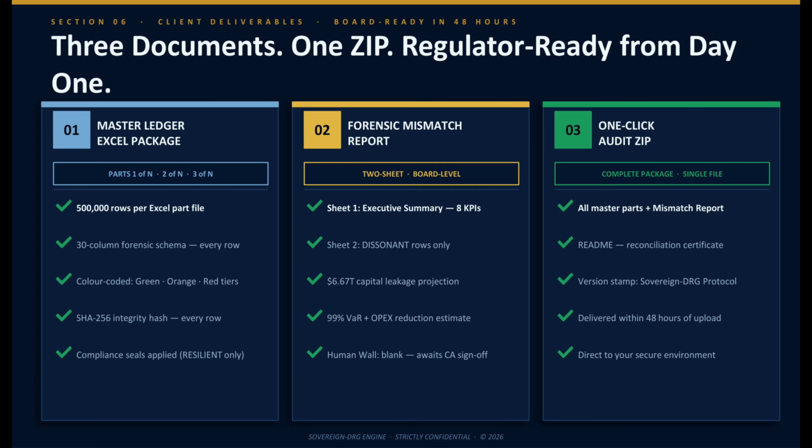3 documents. 1 ZIP. Regulator ready from day 1. First, Master Ledger Excel package, parts of 500,000 rows, 30-column schema, color-coded by risk. Second, Forensic Mismatch Report, Executive Summary with 8 KPIs, dissonant rows only, 6.67 trillion capital leakage projection, 99% VAR. Third, One-Click Audit ZIP, complete package, README certificate, delivered within 48 hours.